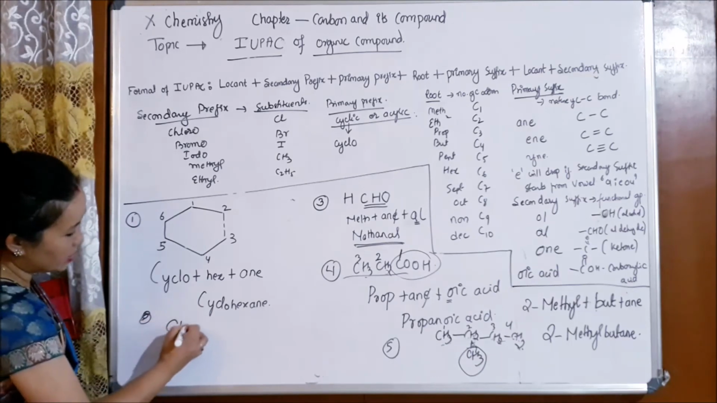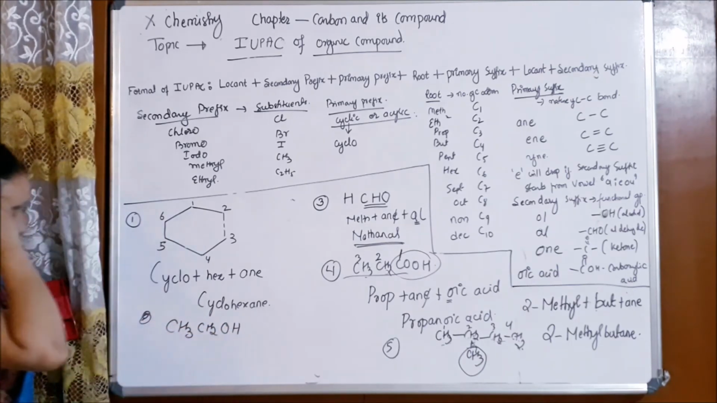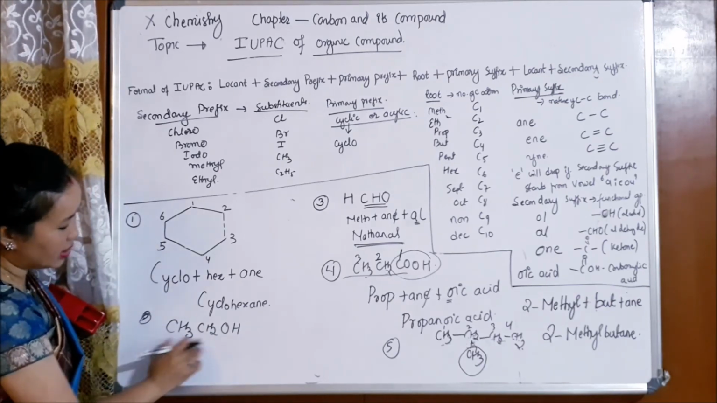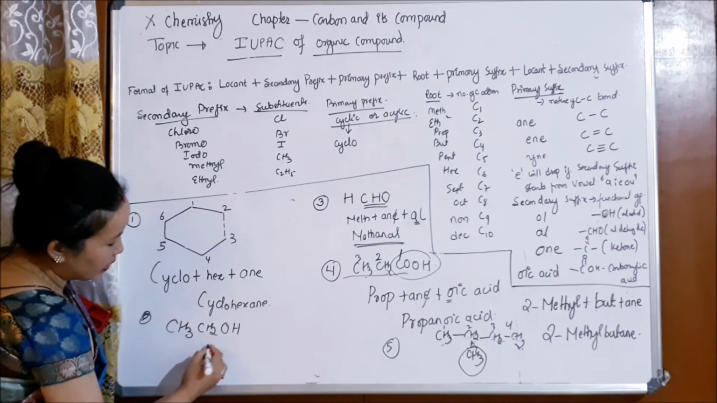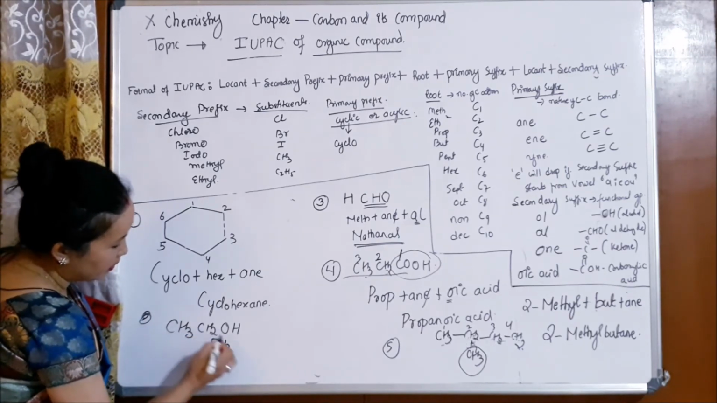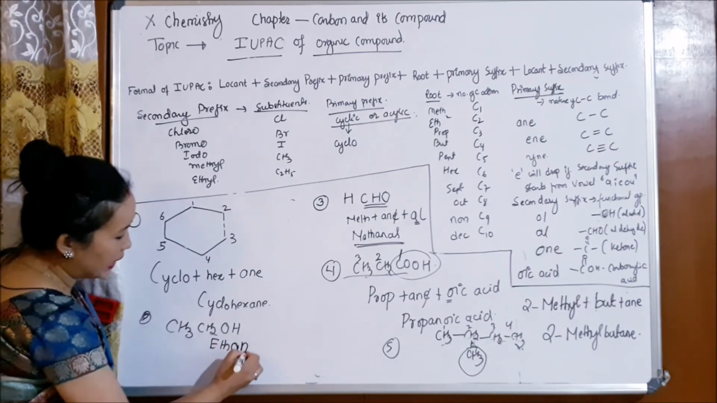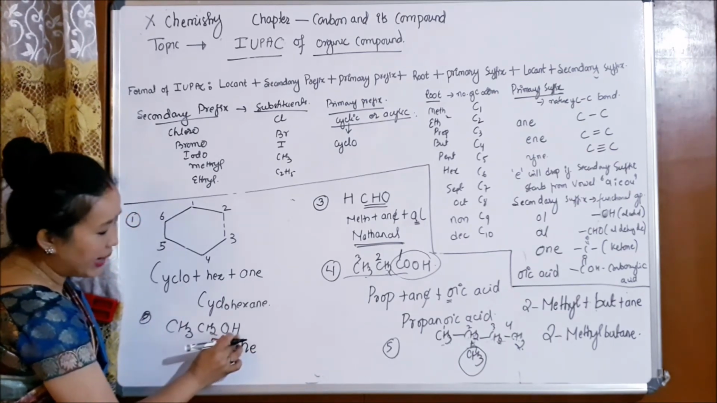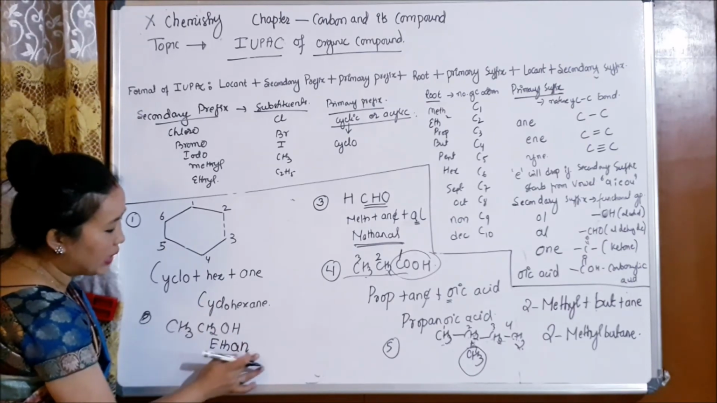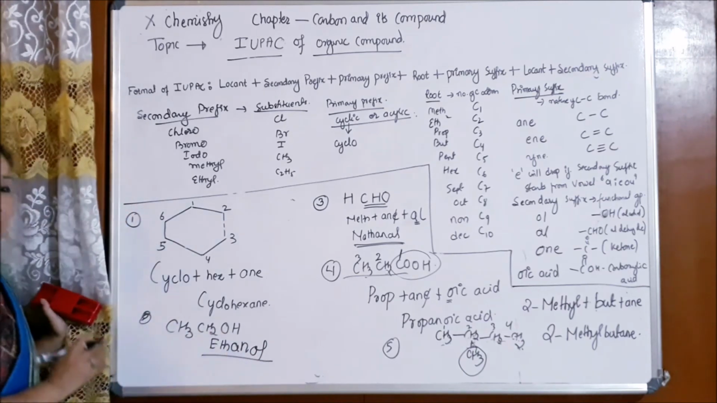Then your CH3, CH2, OH. So there is no prefix, right? Start from the root word. How many are there? Two, so eth. There is no double bond, right? There is no double bond, only single bonds, so an, e, and OH is all. So O is a vowel, so we will drop E. So the name of this compound is ethanol.